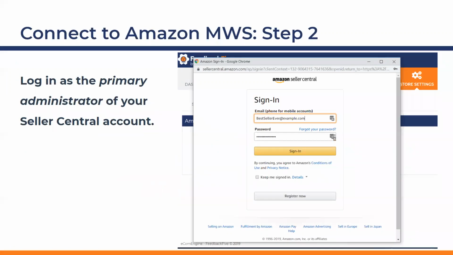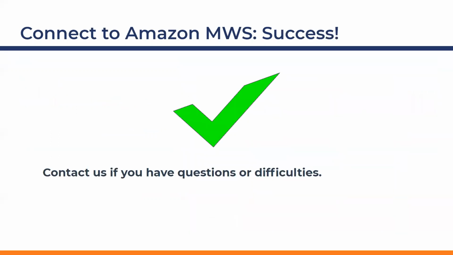You'll get a new pop-up window where you will log into Amazon Seller Central, again, as the primary administrator of your account. And you should just get a success message. If you don't see a success message, if you have any issues or difficulties with getting your MWS connected or reconnected, just contact us and we'll be happy to help you troubleshoot.